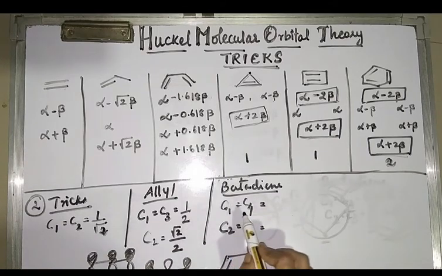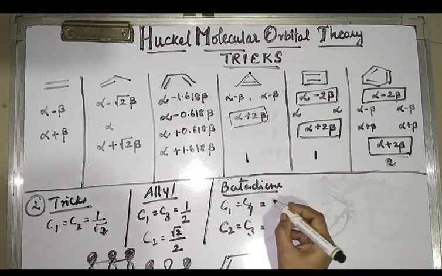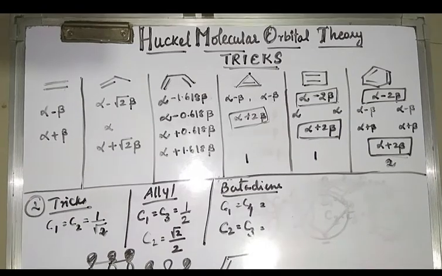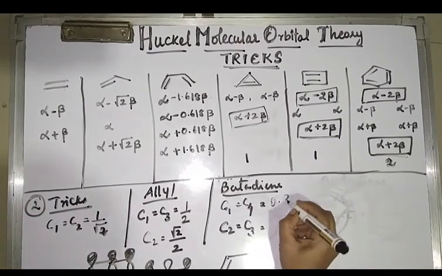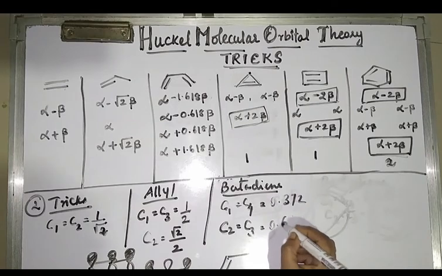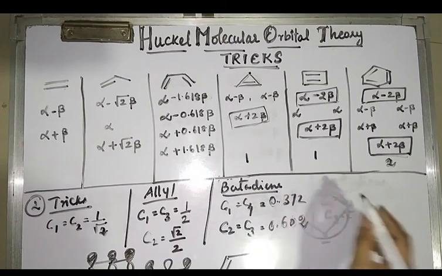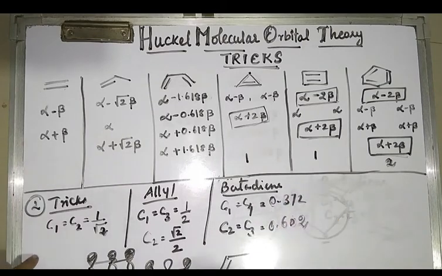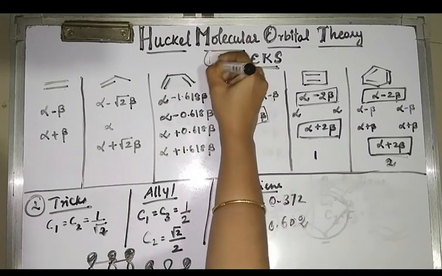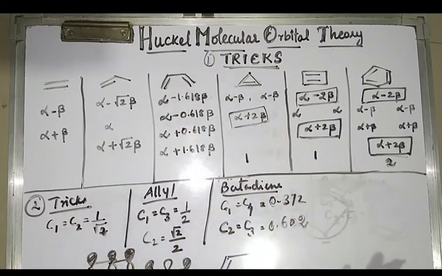In this case, C1 and C4 are equal to 0.372, and here 0.602. This is the value. If you substitute these values in the psi equation, I already said, the psi equation for these three, if you substitute, you will get the equations. That you need to keep it in your mind. These are the second trick, okay, this is the first one and this is the second one.